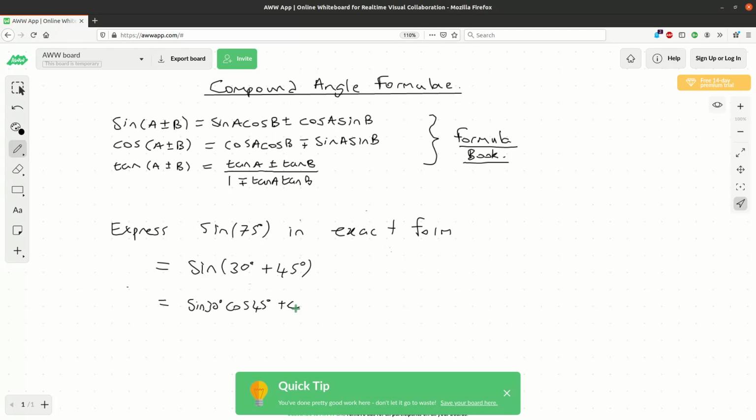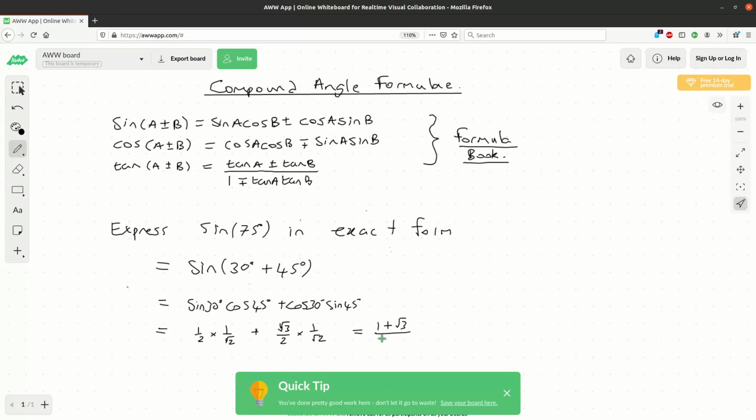Your calculator will often give you this exact. If you type in sine of 75, I'm going to test it on my calculator. I must be in degrees, angle unit degrees. If I type in sine of 75, does it give it exact? Yeah, it does. Now my calculator tells me it's root 6 plus root 2 over 4. I think that's the same answer as what I've got here.